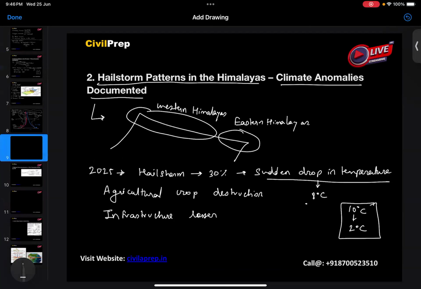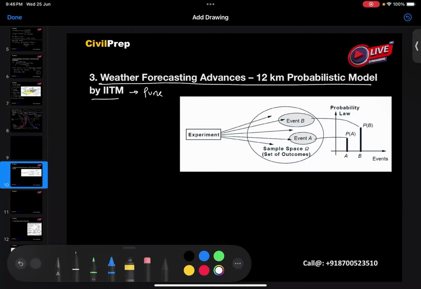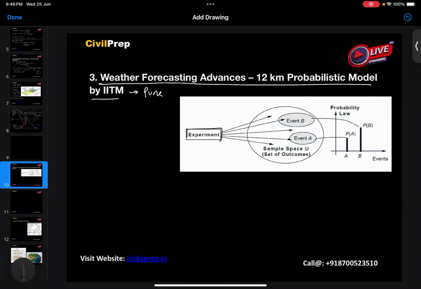Okay. Now, the next case we have is with respect to weather forecasting advances, that is the 12-kilometer probabilistic model by IITM. IITM is basically located in Pune. Now, what is a probabilistic model? For example, I want to search for something, I am trying to do an experiment, which is a part of the positivistic philosophy of geography. Here I'll be taking various samples in a particular space. Event A has occurred, event B has occurred, event C has occurred, and event D has occurred.